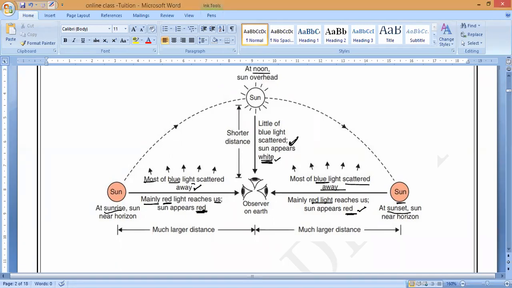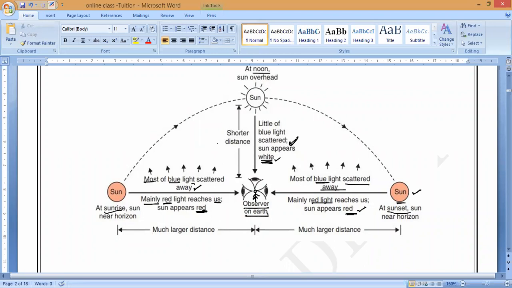This is the person standing here. You can see I am the one who is standing here, the observer on earth. So in the morning I am looking here, in the evening I am looking here, and at noon time I am looking here. So I am able to see the different colors of the sun. Morning and evening I am able to see, during sunrise and sunset, the sun appears to be red, and at noon time it appears to be white. So let us see why and what is the phenomenon behind it.